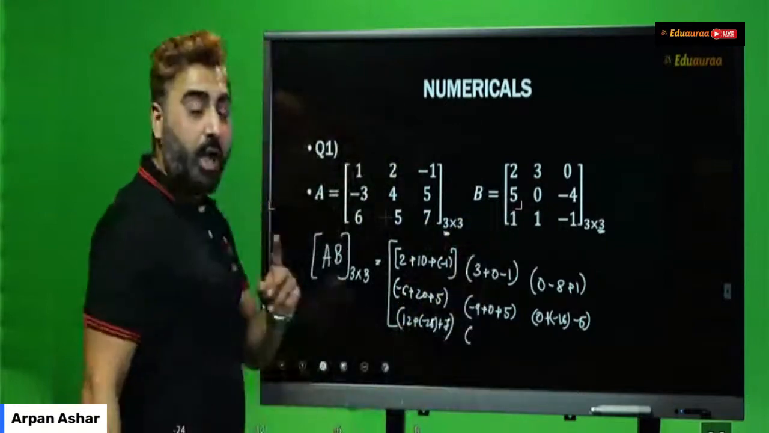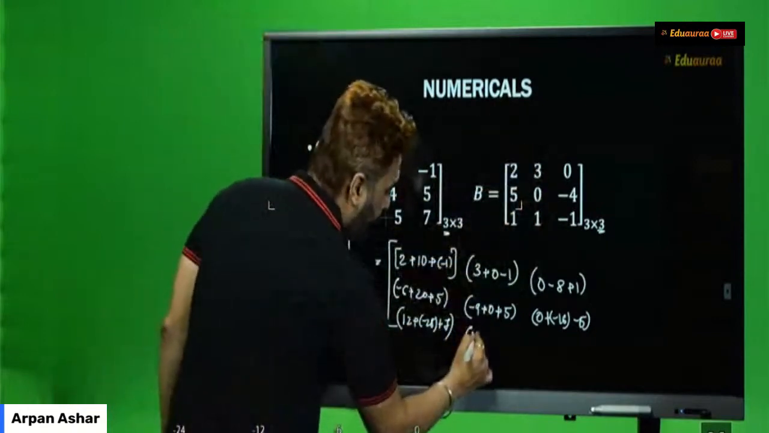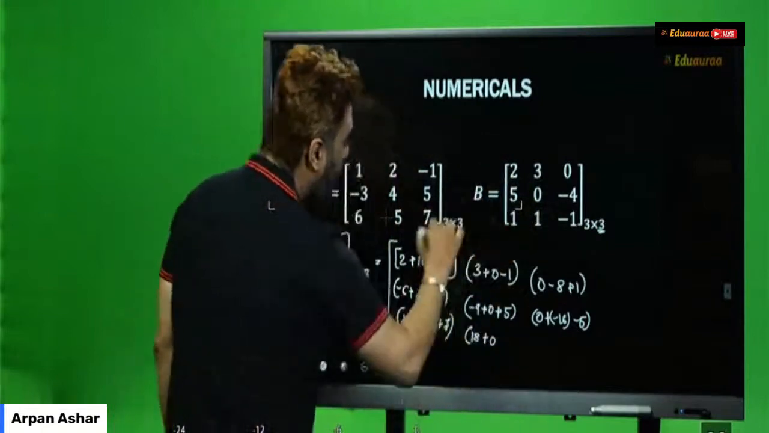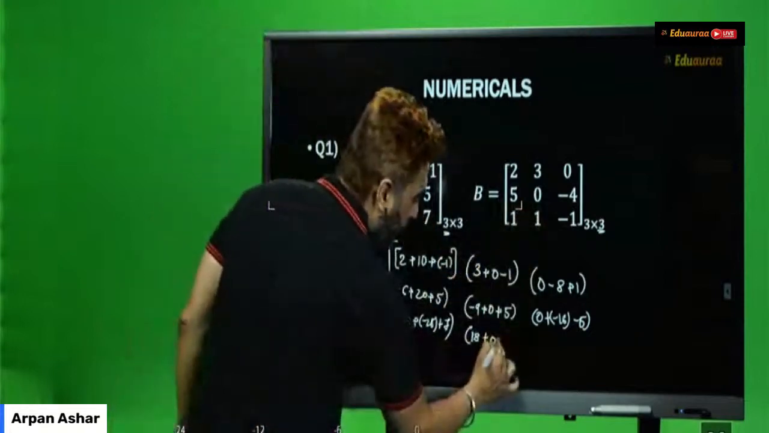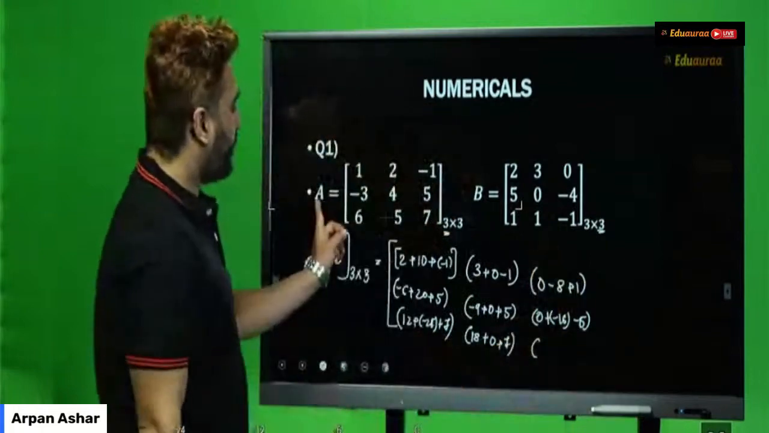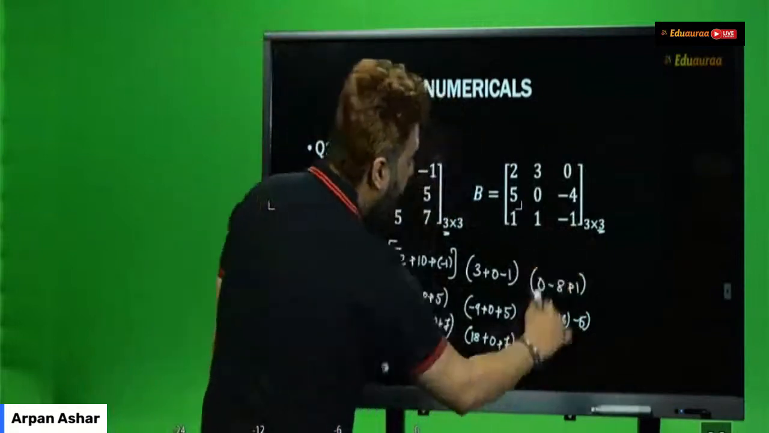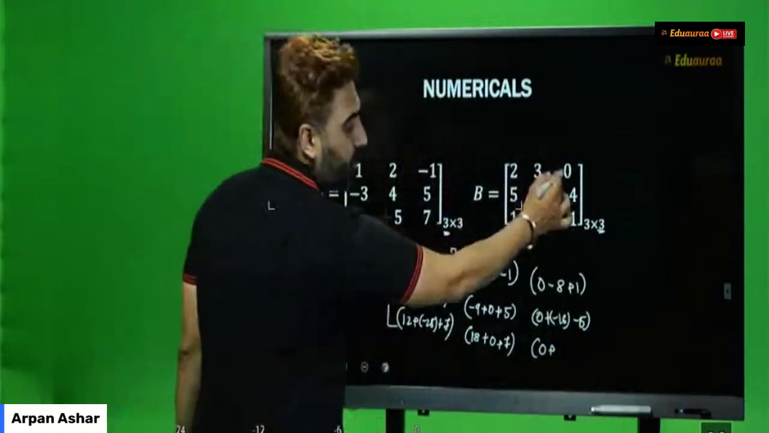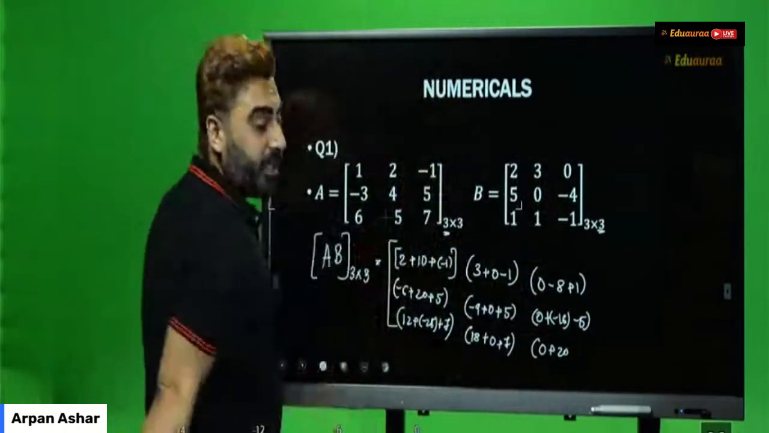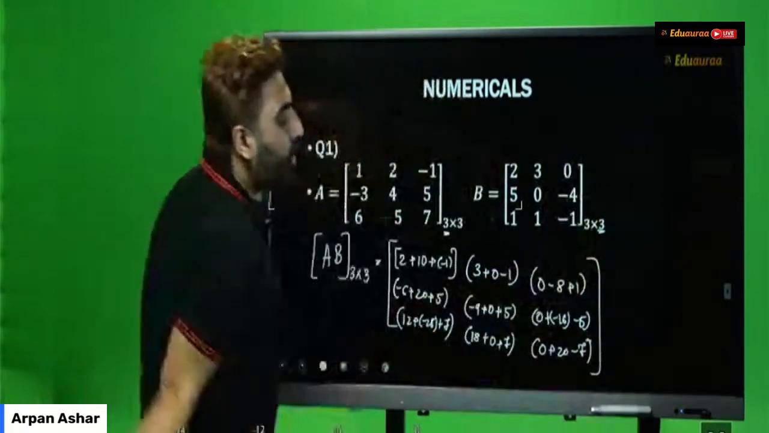Then 3,2 क्या होगा? 3,2 third row, second column. That is 6 into 3, 18, plus -5 into 0, 0, plus 7 into 1 gives you 7. Then the last part, 3,3 क्या होगा? Third row multiplication with third column. So we get 6 into 0, 0, plus -5 into -4 gives you +20, and 7 into -1 gives you -7. So these are your 9 elements.